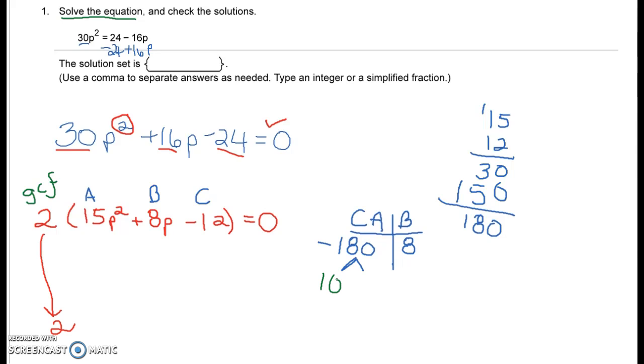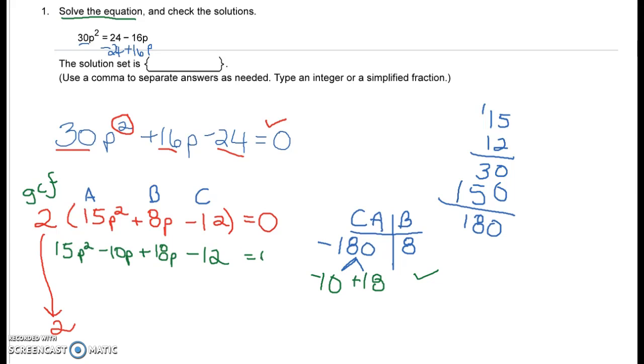That would be positive 10 and negative 8. No. Positive 18 and negative 10. Sorry about that. So positive 18, negative 10. They multiply to negative 180 and add to positive 8. So I'm going to have 15p squared minus 10p plus 18p minus 12.